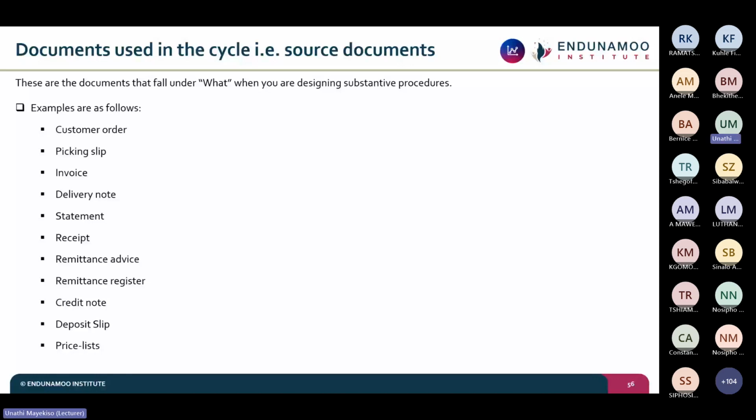Any questions on the documents that you would find in the revenue and receipt cycle and sort of their purpose and functionality and how they link to each other? I hope I was able to paint a picture that is picturable.